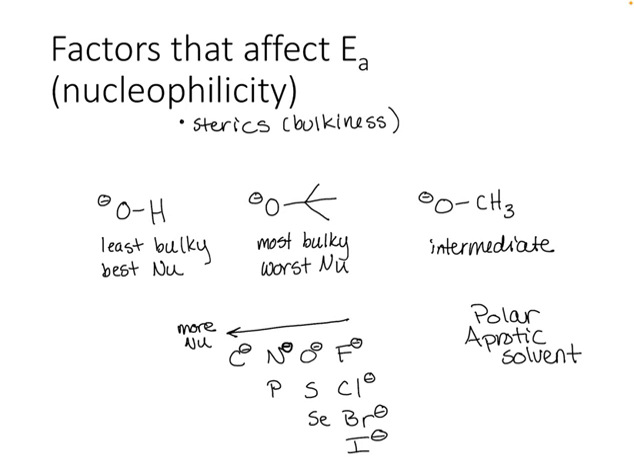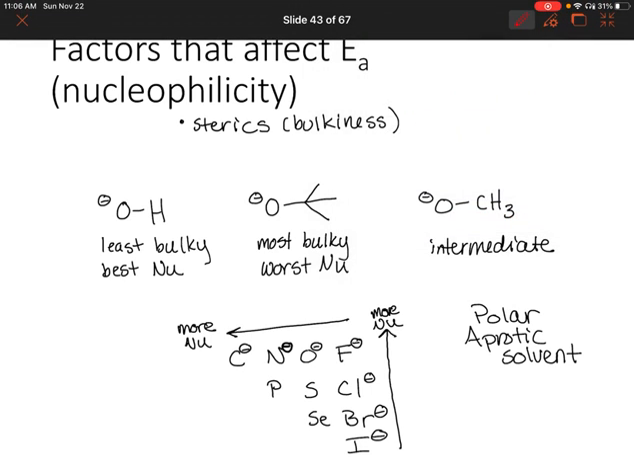The fluoride ion. Now, what if we're in a polar protic solvent? So remember, in a polar protic solvent, we can have hydrogen bonding. So now which halide is the most nucleophilic? Iodide.